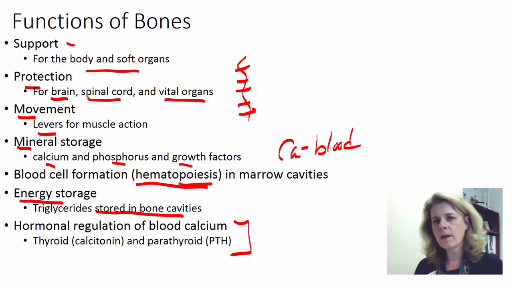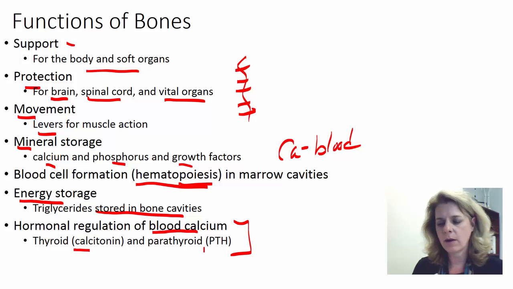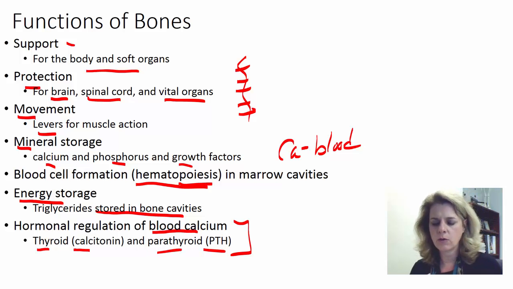So when I think about calcium, I think about how we want to control the amount of calcium in our blood. We have to understand the role of two hormones that act on the bones in order for us to regulate our calcium. And those are calcitonin and parathyroid hormone. Calcitonin from the thyroid and parathyroid hormone from the parathyroid gland. And so we'll talk a little bit about this in a separate slide.